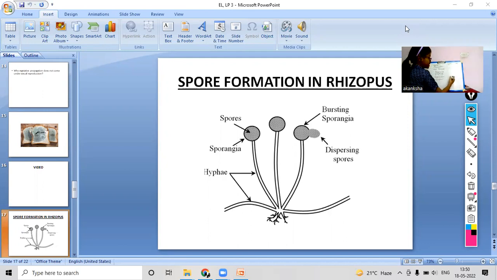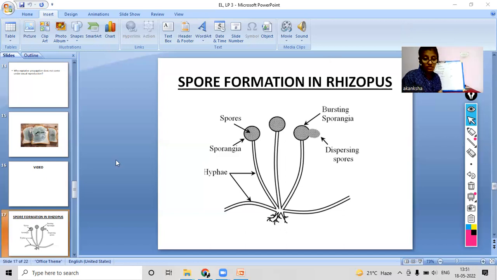So yes, like if this is a plant or an organism or the rhizopus, and this is the hyphae. This and this, both of these are the hyphaes, and then there is spore at the end. And what happens is the bursting of sporangia occurs, and when there is a bursting, the spores get released into the air, right? So this is how the asexual reproduction happens with the help of spores.